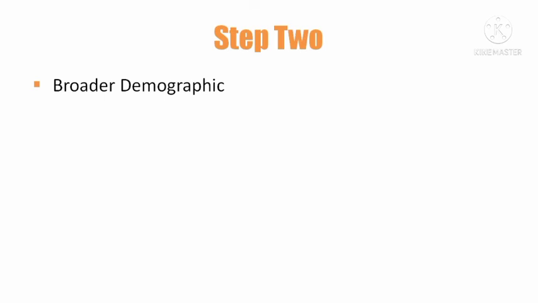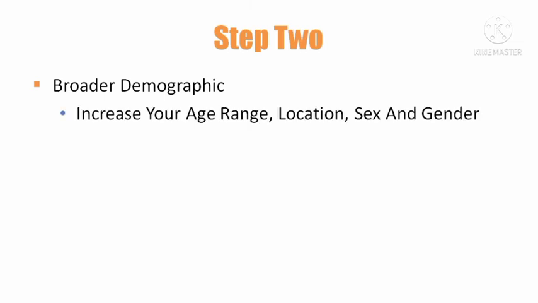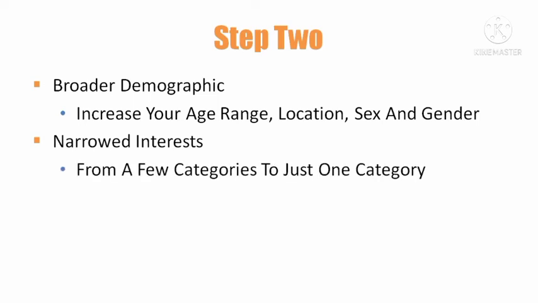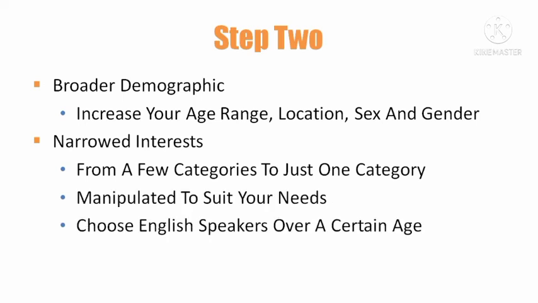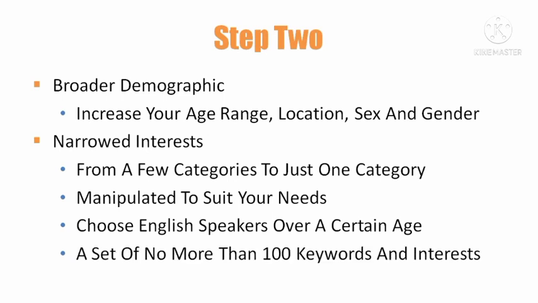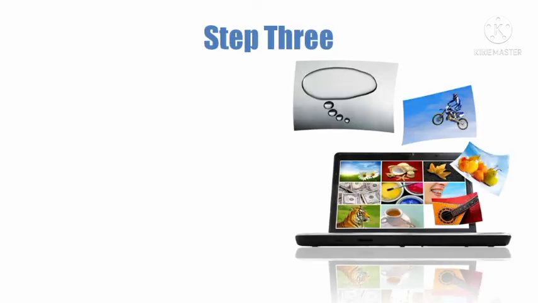A broader demographic would simply mean that you increase your age range, location, sex, and gender. Narrowed interest would mean taking your interests down from a few categories to just one category. This method can be manipulated to suit whatever your needs are. You can choose English speakers over a certain age, and then you can choose a set of no more than 100 keywords and interests.